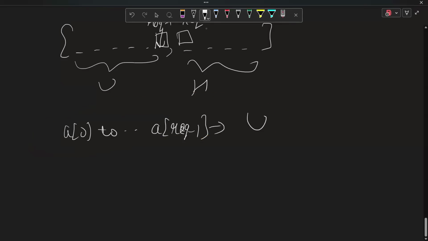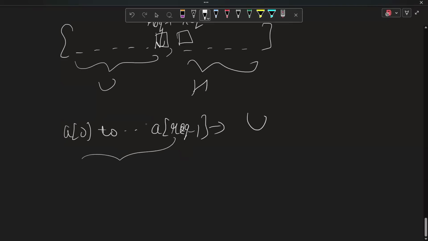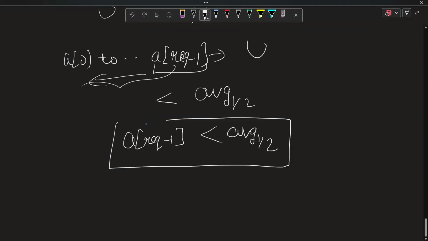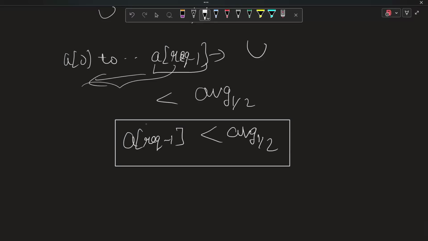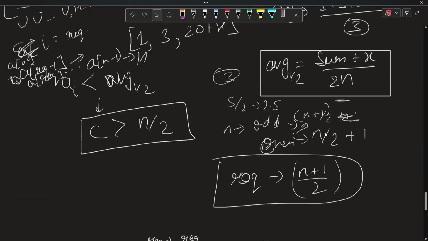For them to be unhappy, all of them should be less than half of the average. So if this one is less than half of the average, all the ones below would also be less. So my condition is that A of required minus 1 should be less than half of the average. If I can satisfy this condition, the minimum x that I get is my answer. This half average is (sum plus x) by 2n.